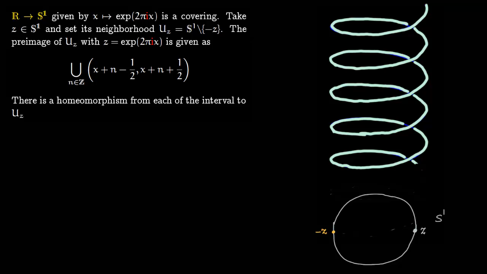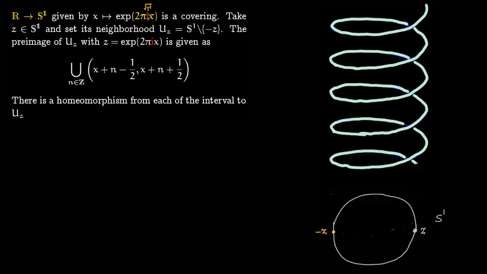So in this lecture we will give a couple of examples of covering spaces. We start with the standard example of covering of a circle with the real line. This is given as x is taken as a real number and it is wrapped around the circle by exponential of 2 pi i x, where this i is a complex number, square root of -1.